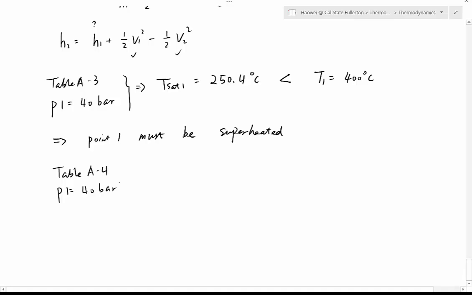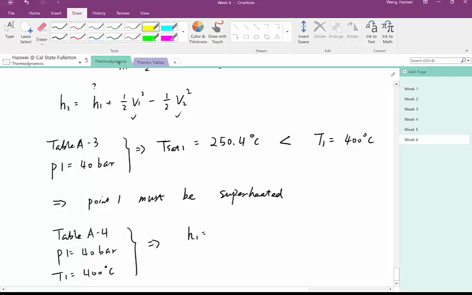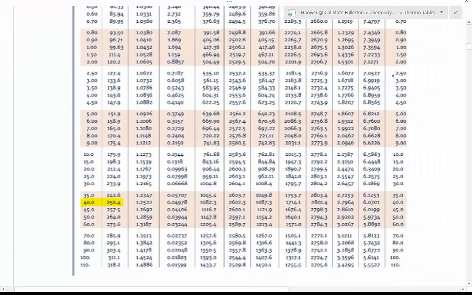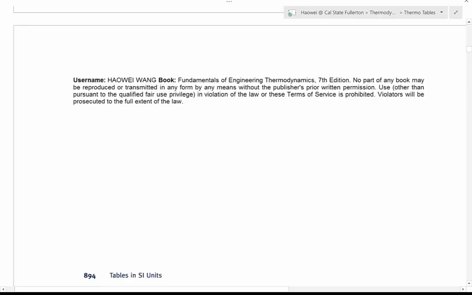What is the second input? We know about point number one. The second input we know is the temperature. The temperature we know for number one is 400 Celsius. And then we go to the table, you can look for the corresponding H, and that will be our H1. Okay, so now let's go to the table. And because it's superheated, we know we have to go to table A4.